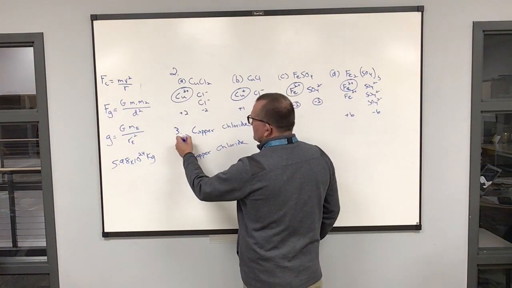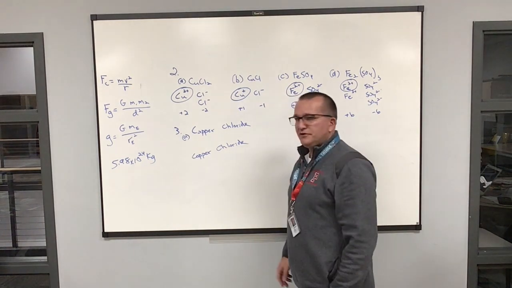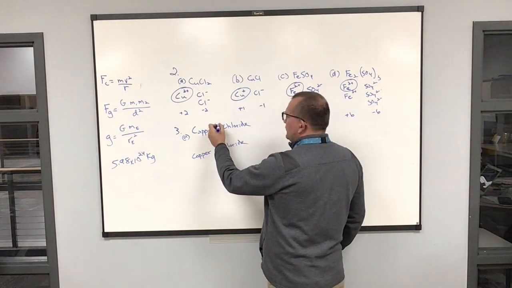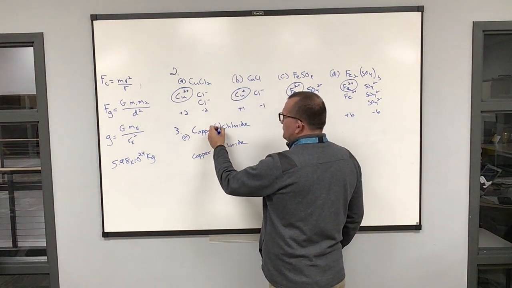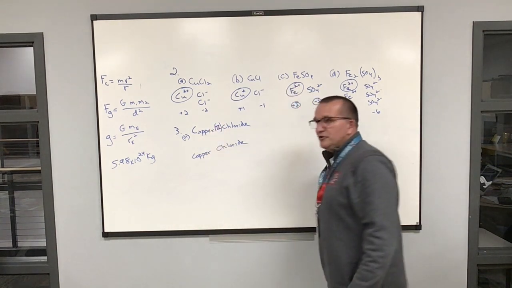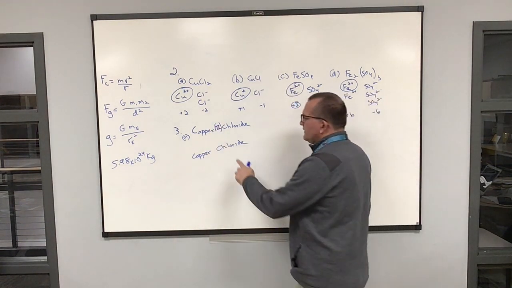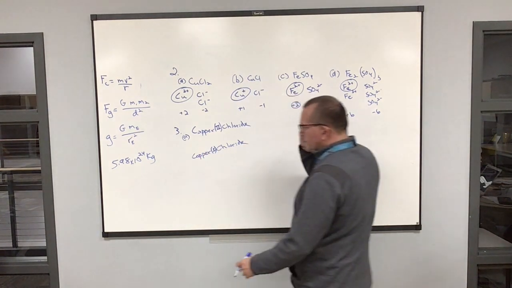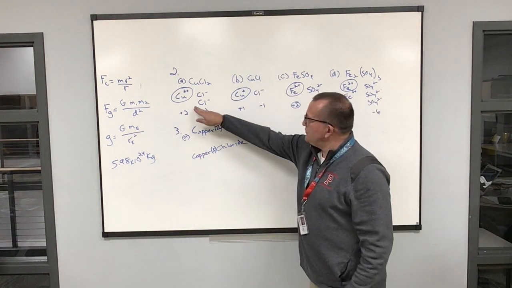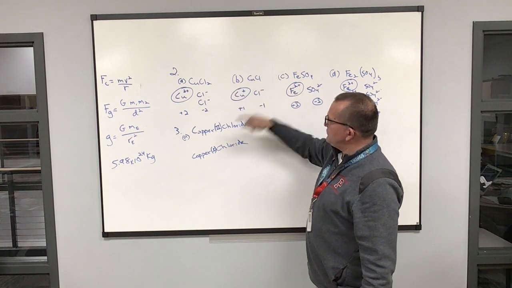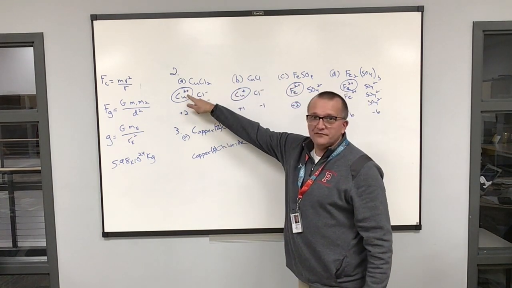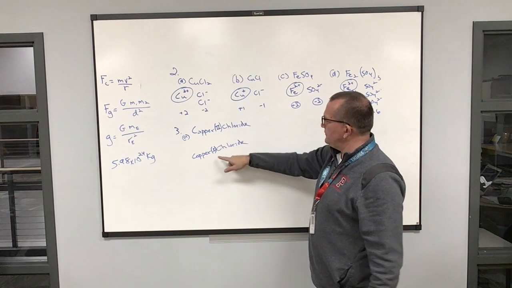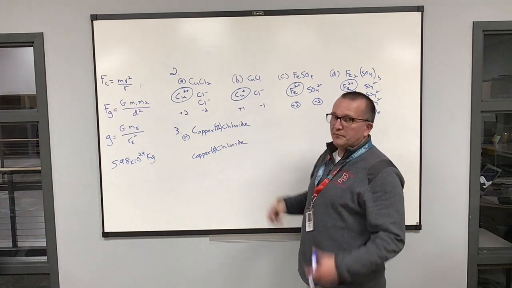So in A, because the charge is +2, you put parentheses after the copper and you put a Roman numeral. The Roman numeral is the charge. Here, this would be copper 1 chloride. So now, this is copper 2 chloride, this is copper 1 chloride. The 2 means the charge of the copper is +2, while copper 1 means the charge of copper is +1.